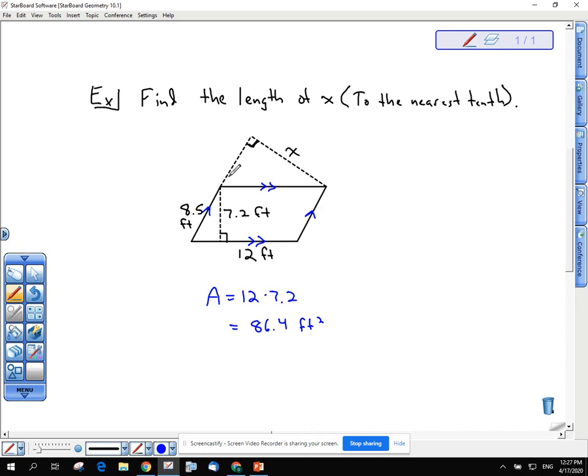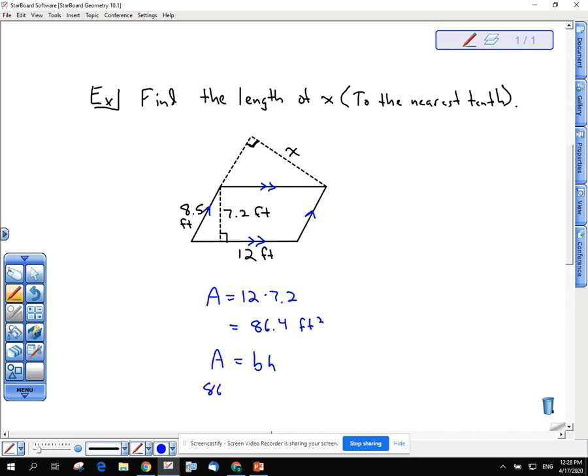The dashed line here is just a side extended. The dashed line here is to come perpendicular with that side extended. That would be the height. X is the height. I want to find x. So the area, which is 86.4, is equal to base times height, the base being 8.5, the height being x.